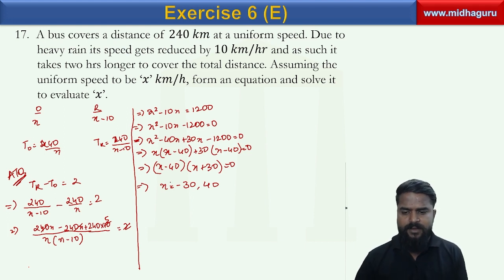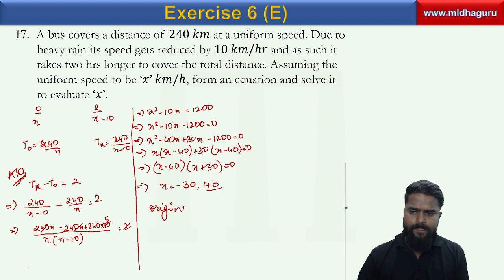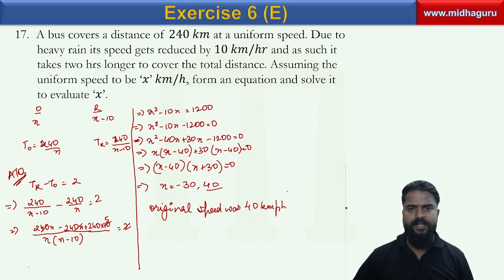Since x was a speed, we'll take the positive value. So the original speed of the bus was 40 kmph, that is 40 kilometers per hour. Let's move on to the next question.